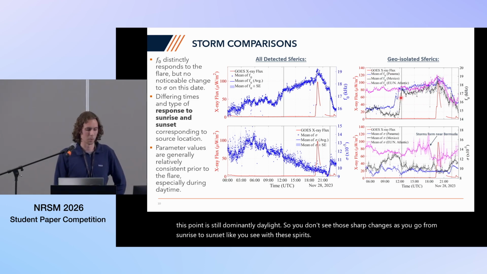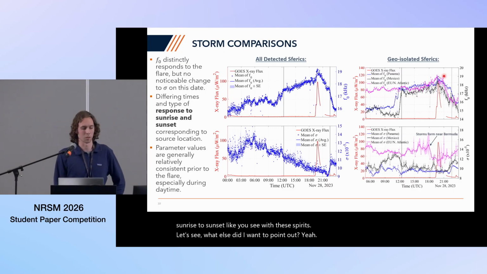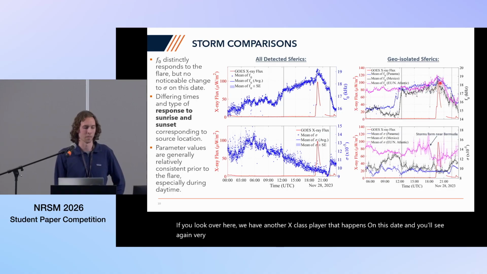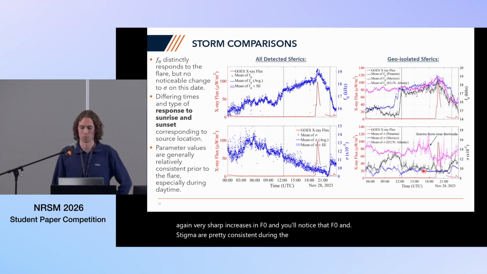Let's see, what else did I want to point out? Oh, yes. If you look over here, we have another X-class flare that happens on this date, and you'll see, again, very sharp increases in F0, and you'll notice that F0 and sigma are pretty consistent during the day before you get to the flare.